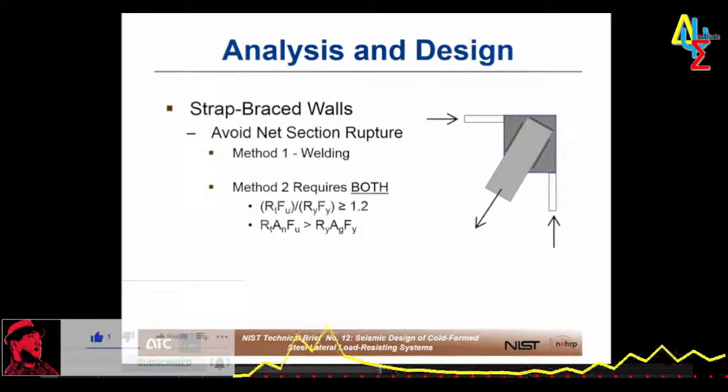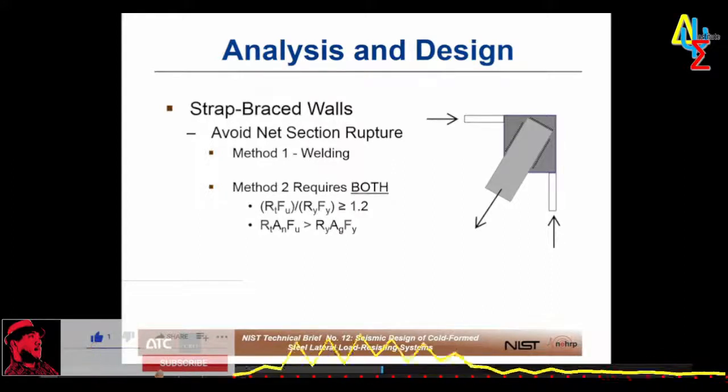So if you're familiar with moment frame design and structural steel, it's a little bit like that. In other words, you're trying to direct the yielding mechanism to a very specific location within your seismic force resisting system so that you can control that and keep it away from columns in the case of moment frames or strap connections in the case of a strap braced wall.